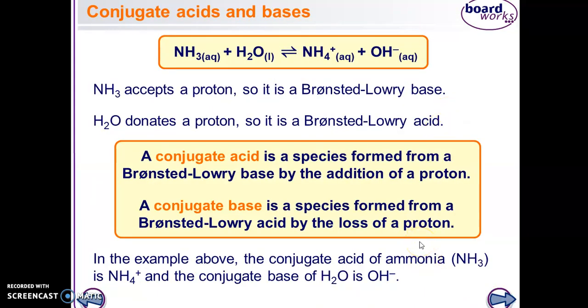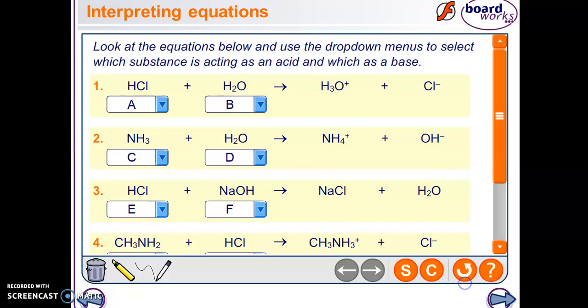This conjugate acid and base part we have already studied in grade 11. For this equilibrium, we need not bother about this, so we are not going to discuss it.